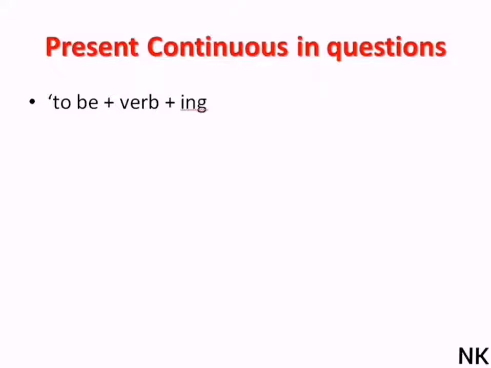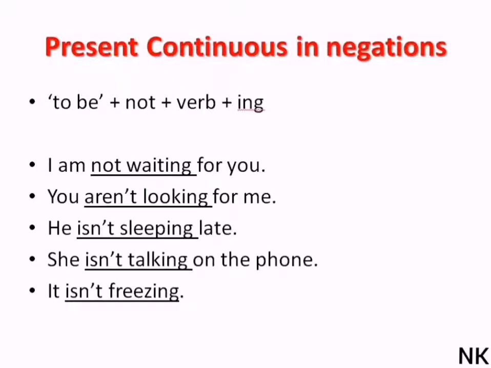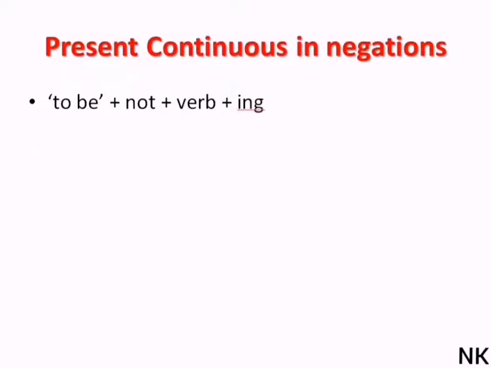Again, we use the auxiliary verb to be, and we add not, the infinitive form of the verb, and ing. I am not waiting for you. You aren't looking for me. He isn't sleeping late. She isn't talking on the phone. It isn't freezing.